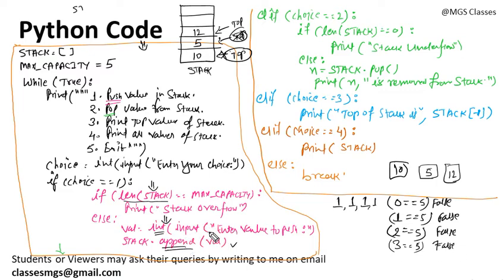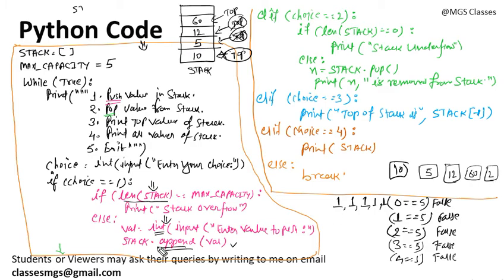Let's suppose you are inserting into this stack, this time let's suppose 60. Then this value will be inserted at this position, 60. Your top will point to 60 now. Now let's suppose again you have entered choice 1, and again this condition will be checked. 4 equals 5, condition is false.